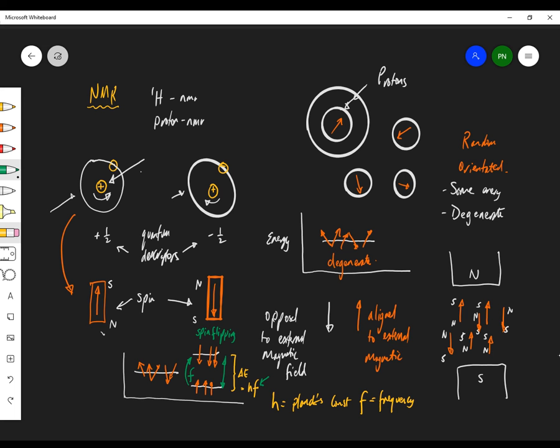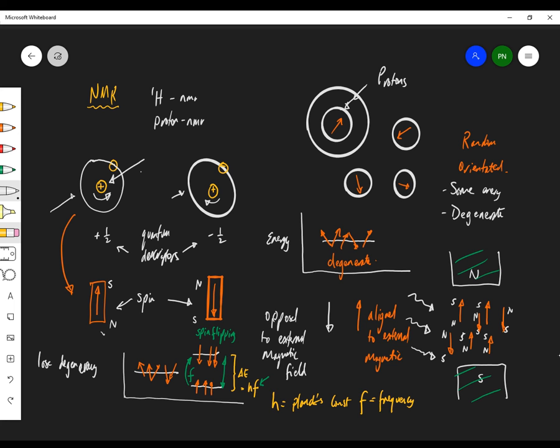So that's what happens. Once you put these protons in an external magnetic field, they lose degeneracy. That's what we say. They lose degeneracy, and there's an energy gap. And when they're in this form, you can zap light waves or electromagnetic waves at them, and they will go from one state to the other. So they will absorb electromagnetic radiation.